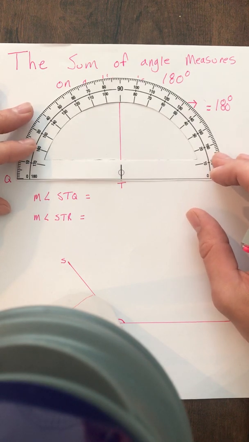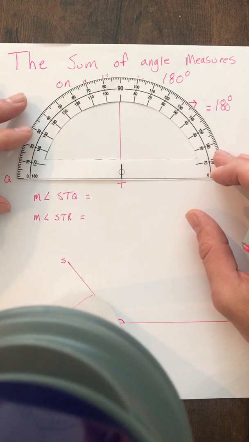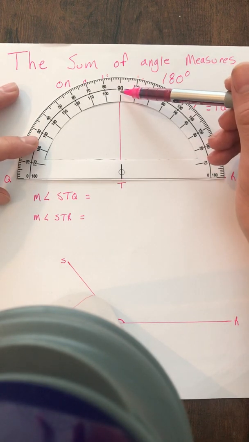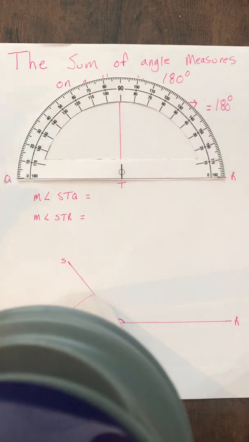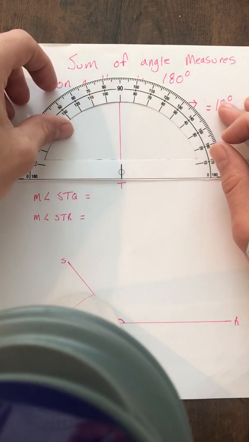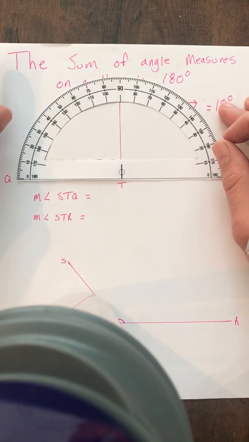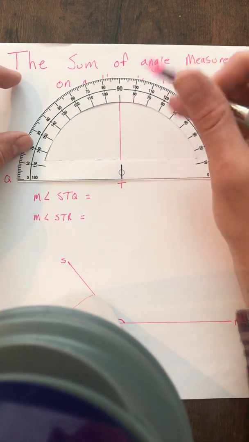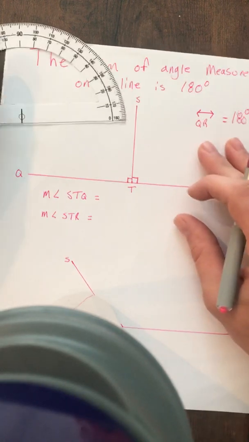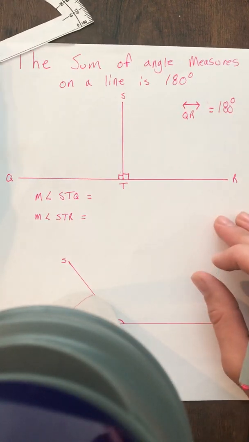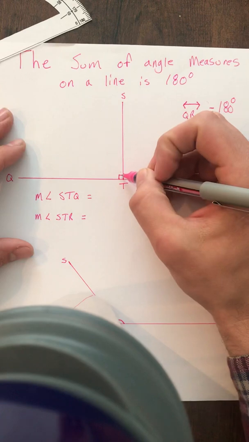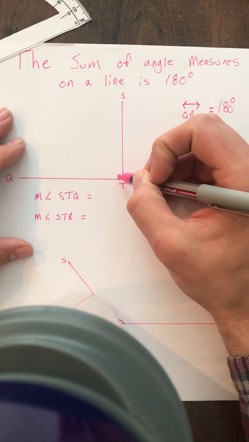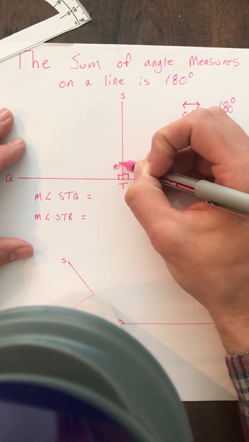So I put it right on my line QR, and I can see now that it's 90 degrees. You probably could tell before I used the protractor that it was 90 degrees, but I just wanted to make sure. So with that being said, my angle here is 90 degrees, so that means that I have a right angle. And if I have a right angle, I know that my angle measure is going to be 90 degrees.